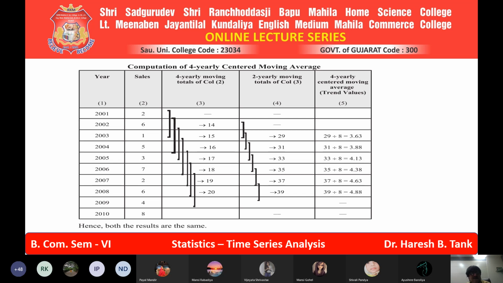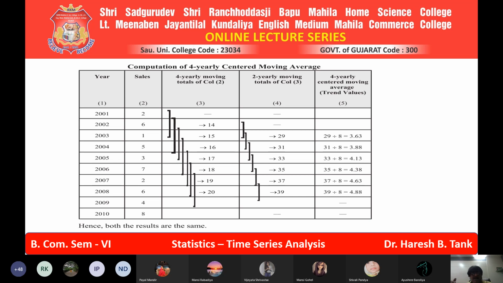Whenever the question is to get 4 yearly moving average, let us suppose in the question itself it is written that calculate 4 yearly moving average, even then you have to make it centered, because first of all you will make a bunch of 4, then you will make a bunch of 2, and ultimately you will divide it with 8. So that process is called centered.